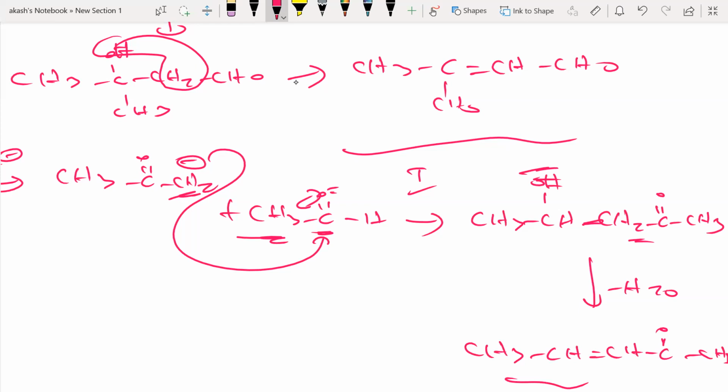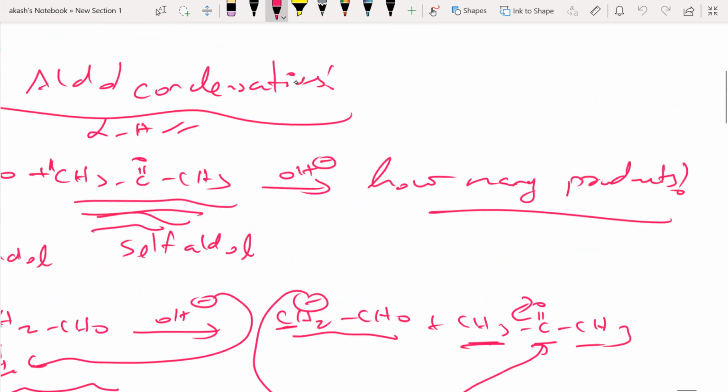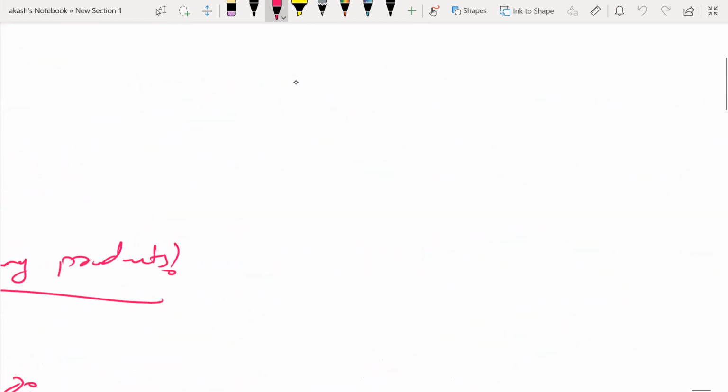Okay, right? So again, I'll be able to do the same thing with the help of shortcuts. This is that of the mechanism. I can do the same thing with the help of shortcut. Let me see how to do this. We already know self-aldols, no issues. Now there are 2 possibilities. CH3, CHO, let me write it like this. And I'm going to remove alpha hydrogen from the acetone.